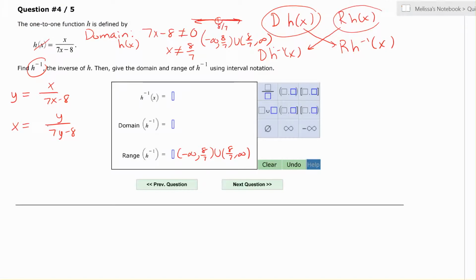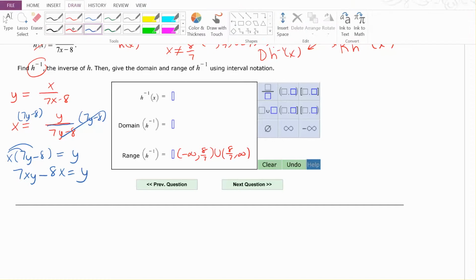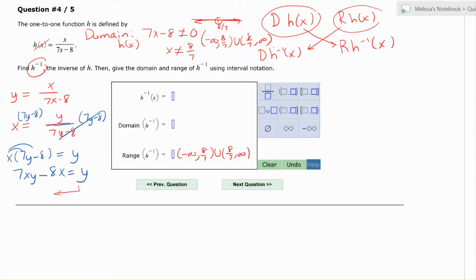So I'm going to undo the division by multiplying by the denominator first on both sides. It cancels the 7y minus 8, and I have x times 7y minus 8 equals y. Clear parentheses. x times 7y is 7xy, minus x times 8 is 8x. Since I want to solve for y, I need to move the y term to the left. I want to get my y terms together, and this term that has only x in it moves to the other side. So I bring down 7xy and subtract the y term, and then the negative 8x is going to add to the other side and become positive 8x.